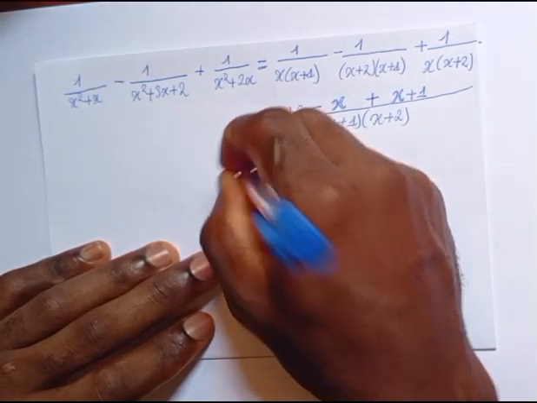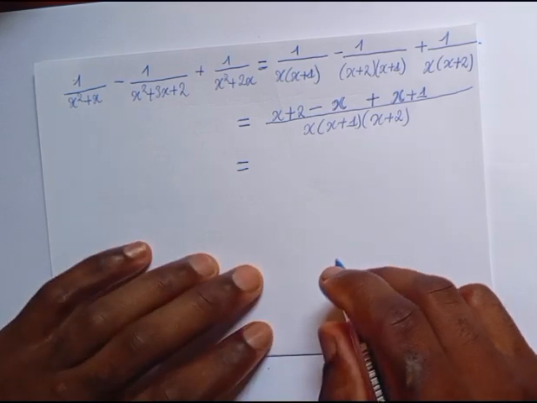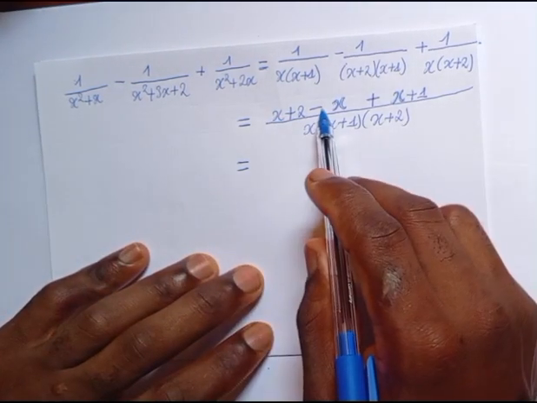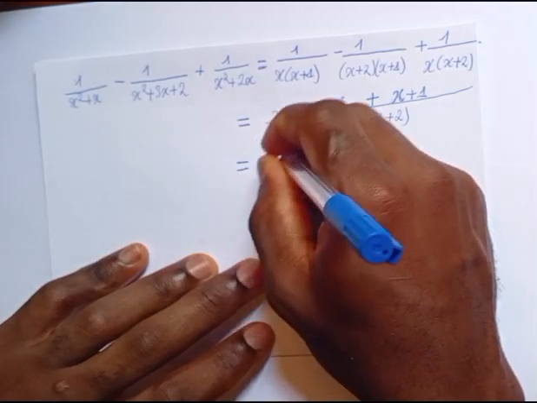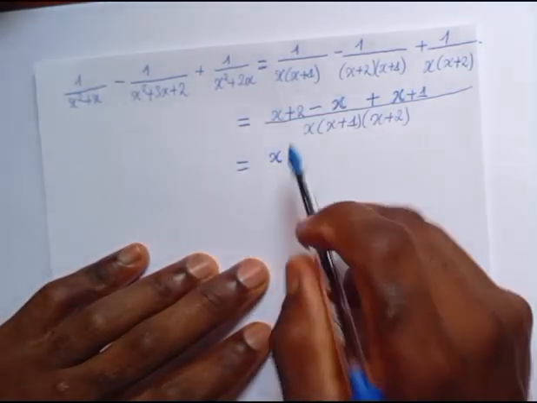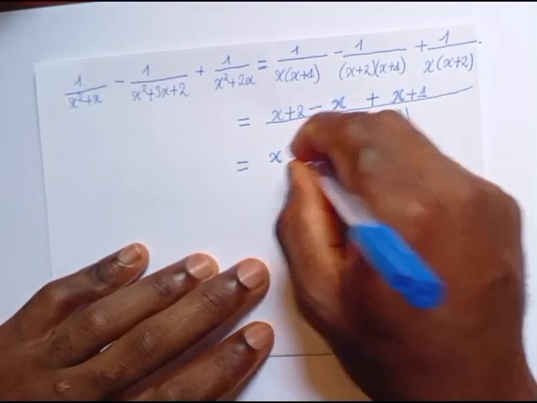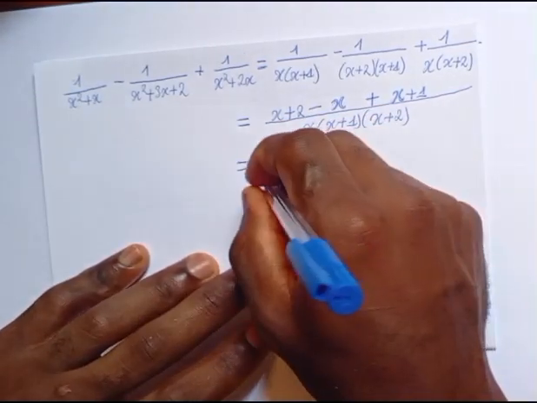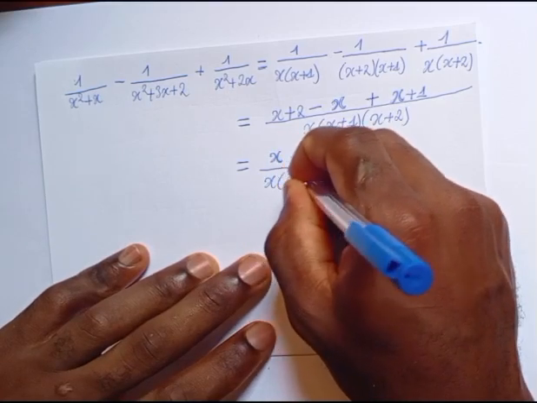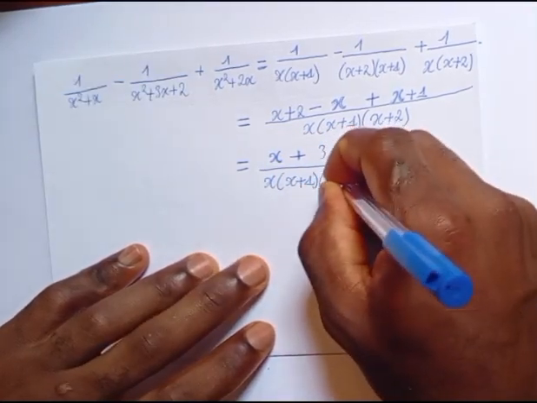This will be equal to, we have to simplify the numerator. x minus x gives us 0, plus x. We are left with x. 2 plus 1 gives us plus 3, all over x times x plus 1 times x plus 2.